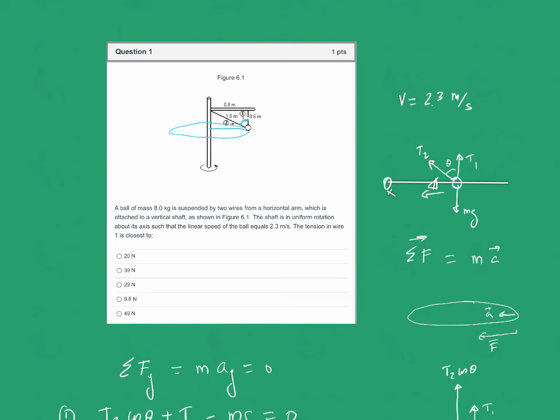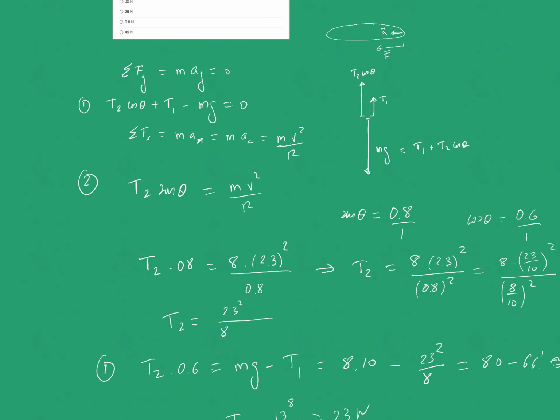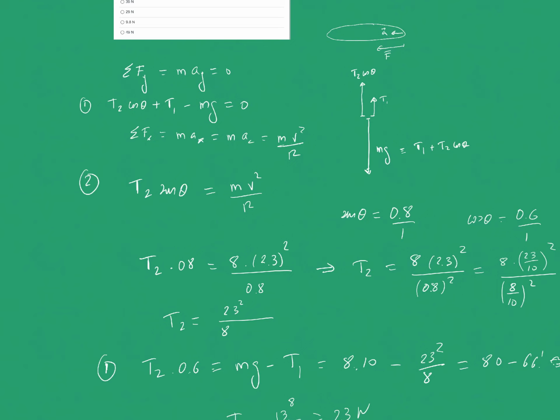So the sine of theta is the opposite, 0.8, divided by the hypotenuse, 1. And the cosine of theta is the adjacent, 0.6, divided by the hypotenuse. Okay, so we know sine of theta and cosine of theta. So the problem is done because we have the two equations, this equation and this equation. And these two equations will solve for T1 and T2.